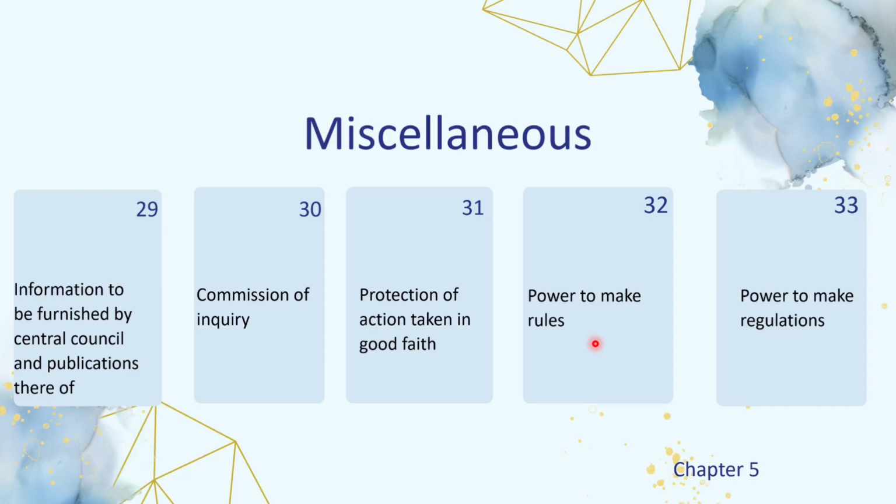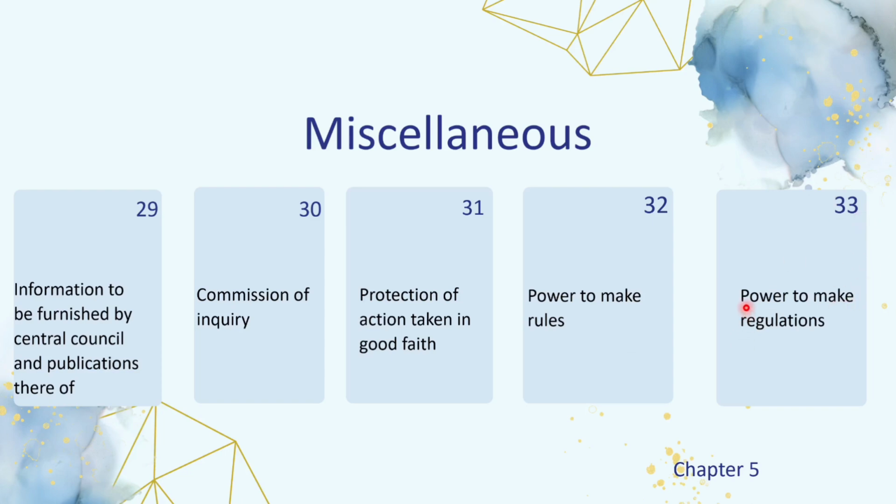or the successive sessions aforesaid, both houses agree in making any modification in the rule, or both houses agree that the rule should not be made, the rule shall thereafter have effect only in such modified form or be of no effect, as the case may be. So, however, that any such modification or annulment shall be without prejudice to the validity of anything previously done under the rule. And the last point under this chapter will be power to make regulations.